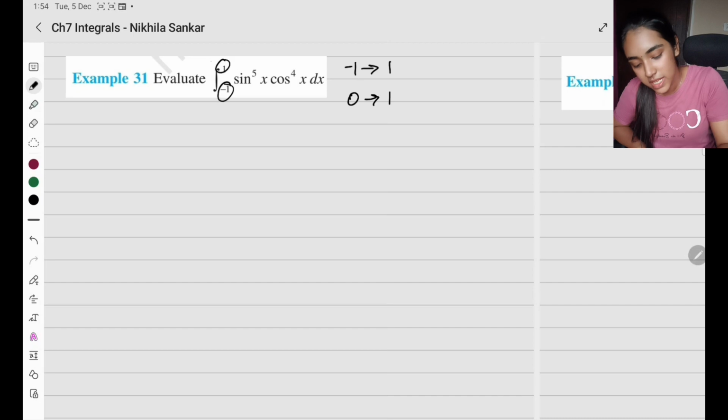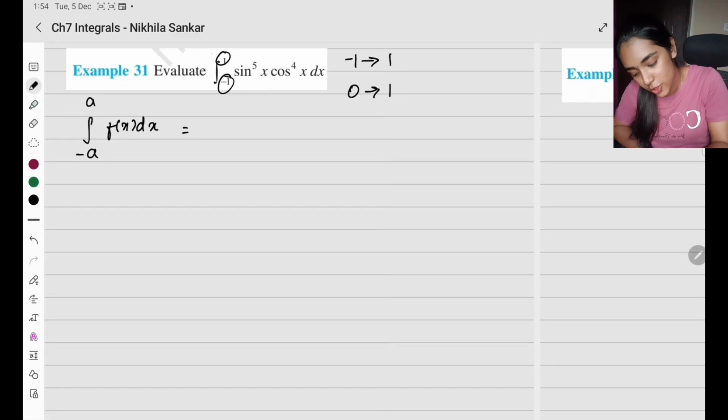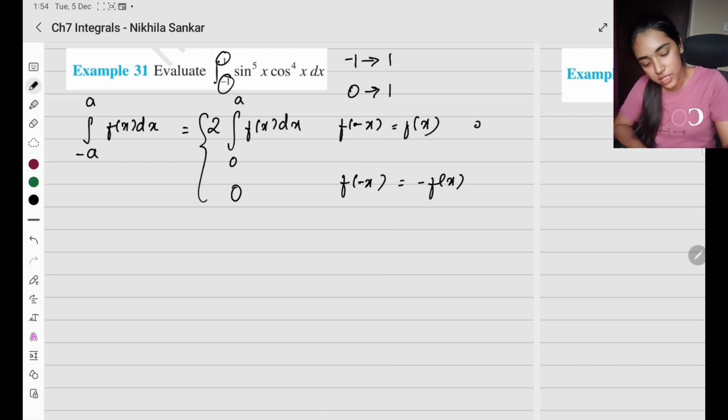To make it from 0 to 1, what property do we need? From integral -a to a, f of x dx, you can change it as 2 times f of x dx from 0 to a, if f of x is an even function. Otherwise, it is 0 if f of minus x is going to be an odd function. So this is an even function, this is an odd function.